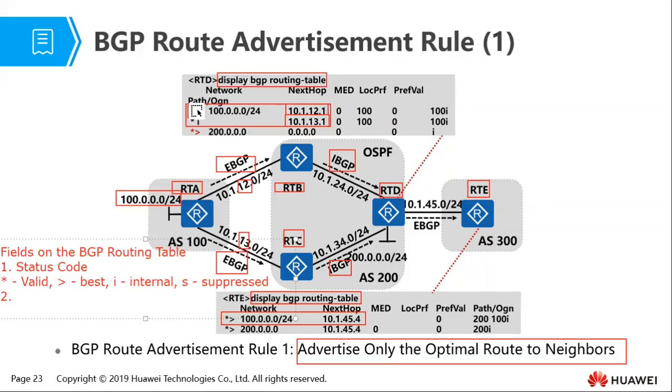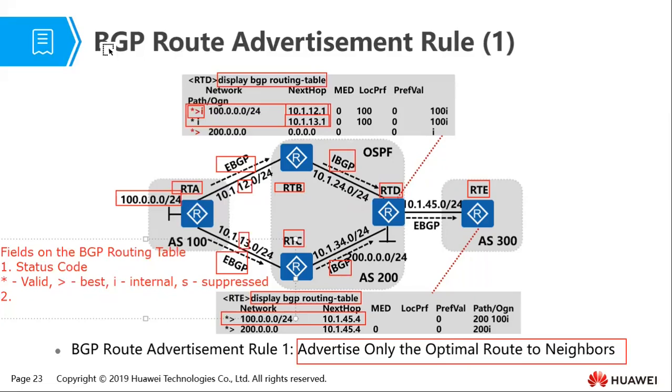Now, greater than, as you can see here, means that that route is the best. So you can see this one here that has the next hop of 13.1 does not have a greater than. It just has a star and an I. So it's not the best, and therefore it's not the optimal route. So the one that will be advertised is the one with this next hop, 12.1. So best. Then I means that it was learned internally before being shared.